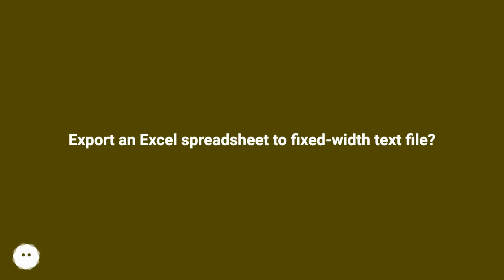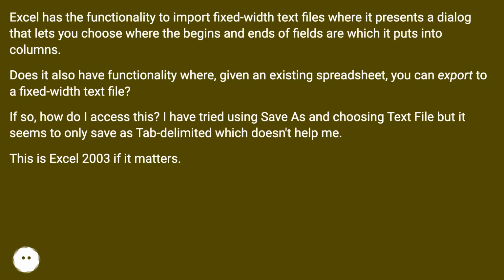Export an Excel spreadsheet to fixed-width text file. Excel has the functionality to import fixed-width text files, where it presents a dialog that lets you choose where the begins and ends of fields are, which it puts into columns. Does it also have functionality where, given an existing spreadsheet, you can export to a fixed-width text file? If so, how do I access this?